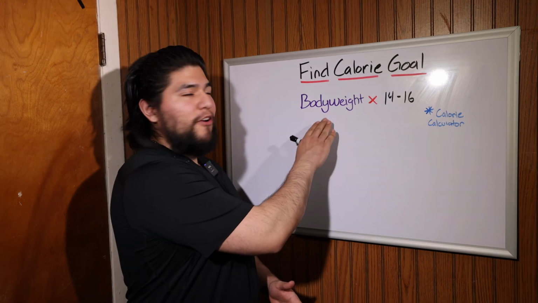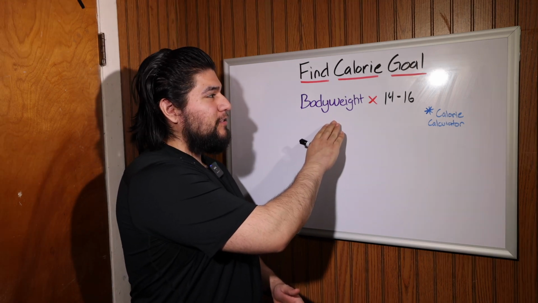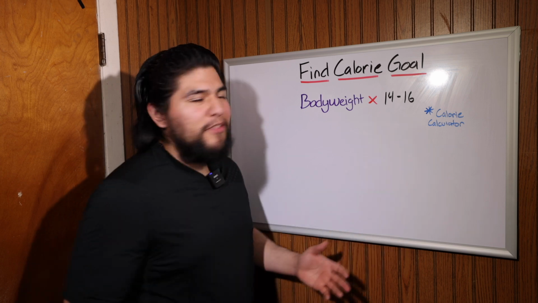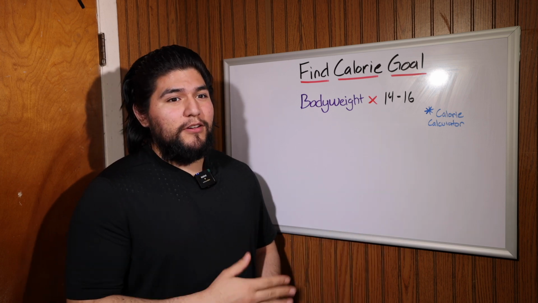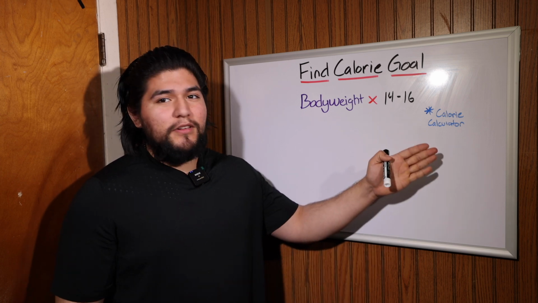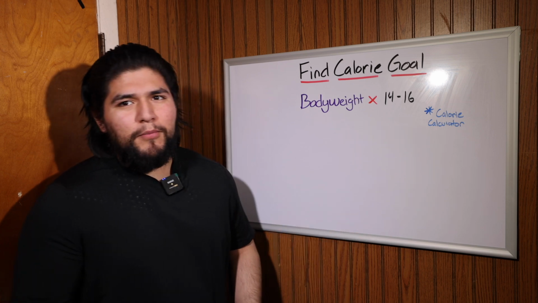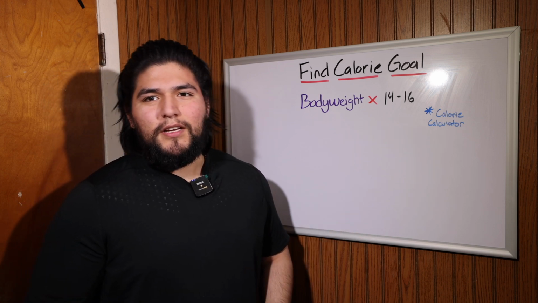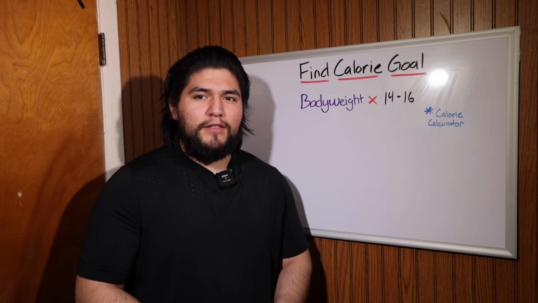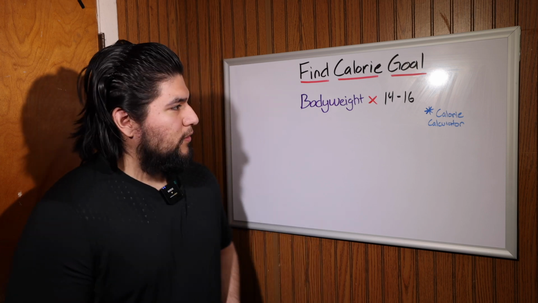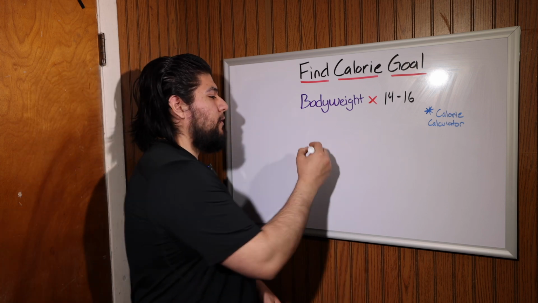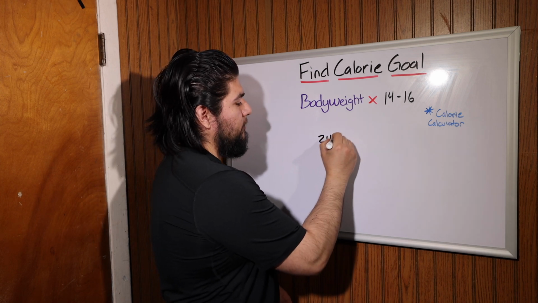So we're just going to find our maintenance calories with this formula. There are other ways to find your maintenance calories too, but I personally like to use a calculator. This is my first time using this formula, but it's all the same. You're going to get roughly the same calculation. So my body weight is 240.